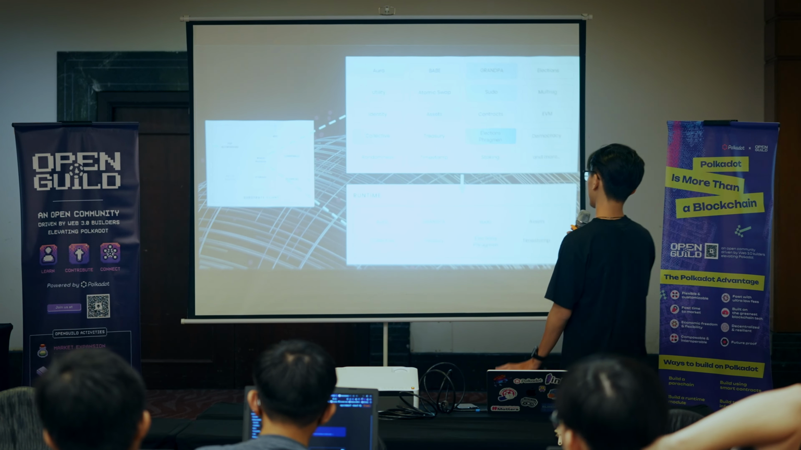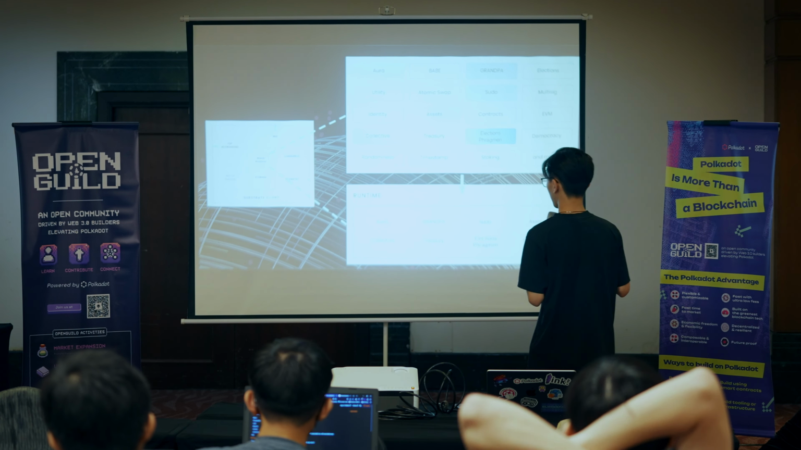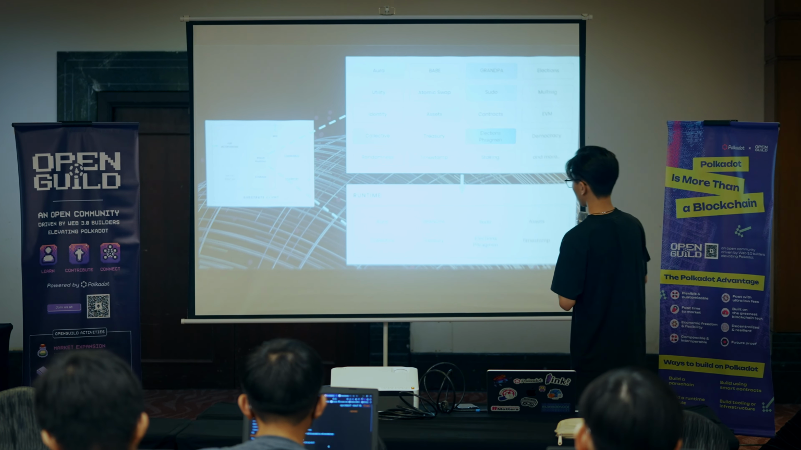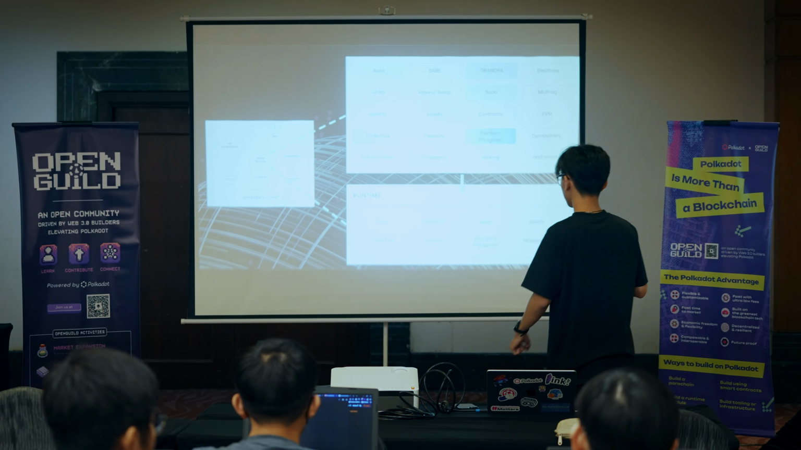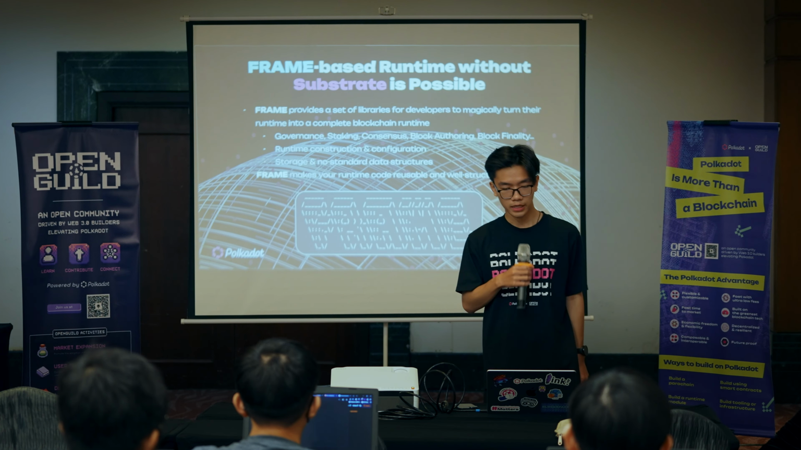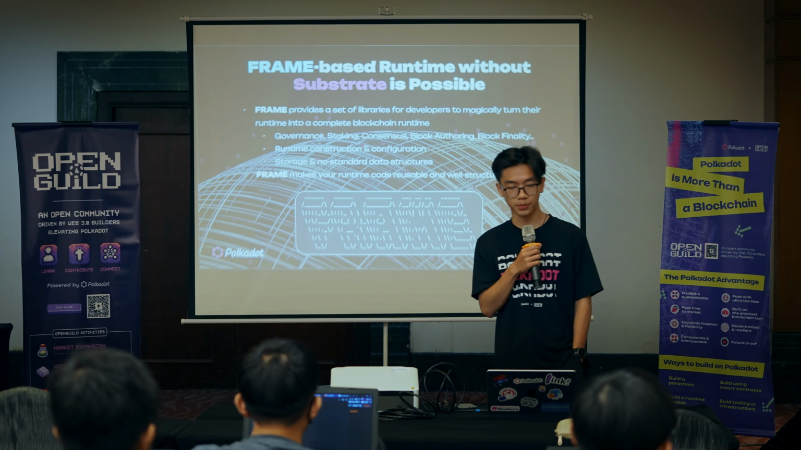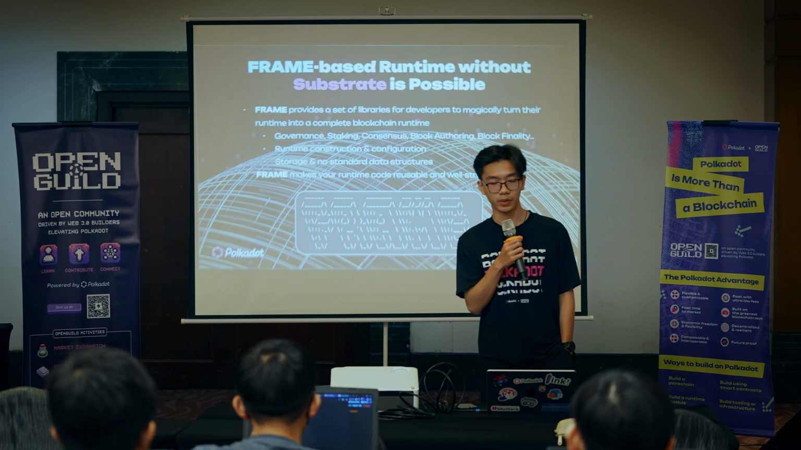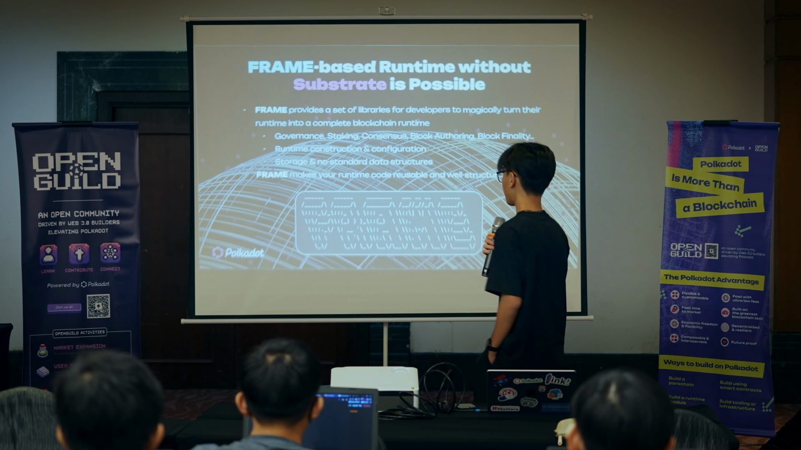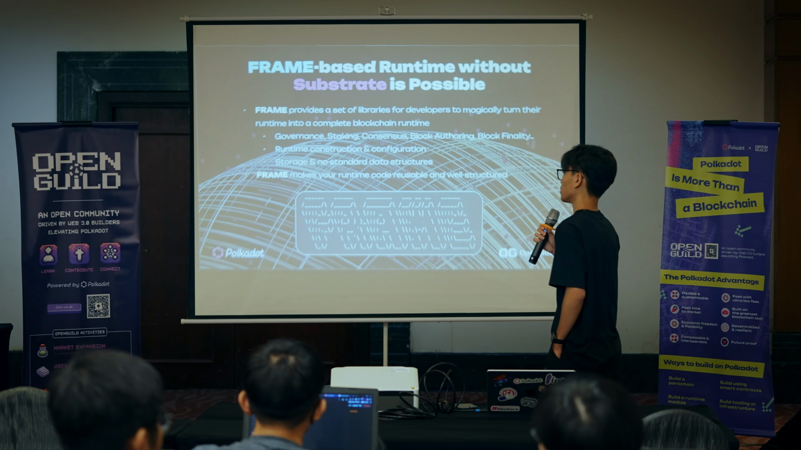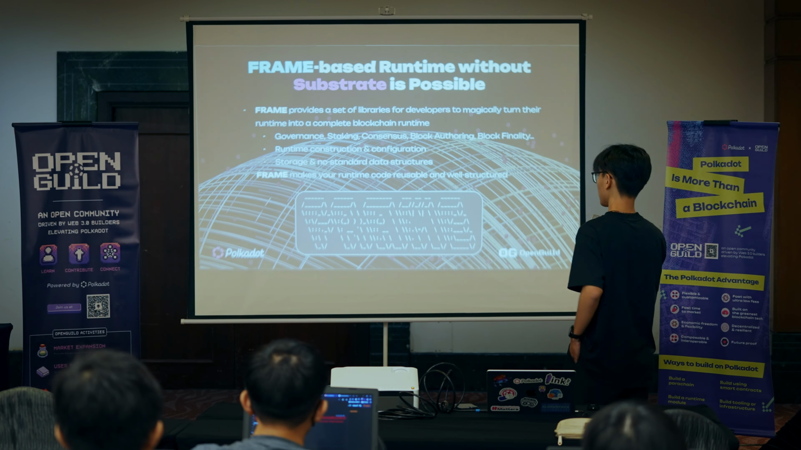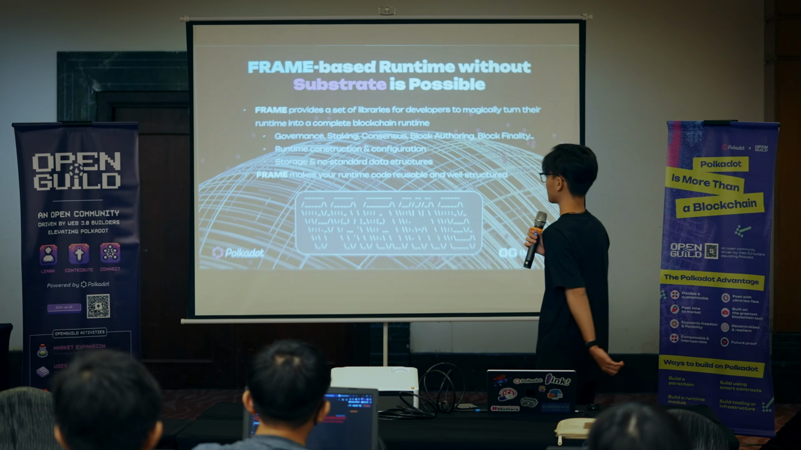Go back to this slide. You can see that if you use Frame, it already has some types of block production mechanism like Aura, or block finality gadgets like GRANDPA, or you can have the functionality of a Jessery as well on your runtime using Frame. Okay, so a Frame-based runtime without Substrate is also possible. Frame provides a set of libraries for developers to magically turn their runtime into a complete blockchain runtime. And Frame provides different sets of functionality like governance. If you want your blockchain to have a central governance that everyone can follow and that can govern the whole network, you just add pallet governance, something like that.